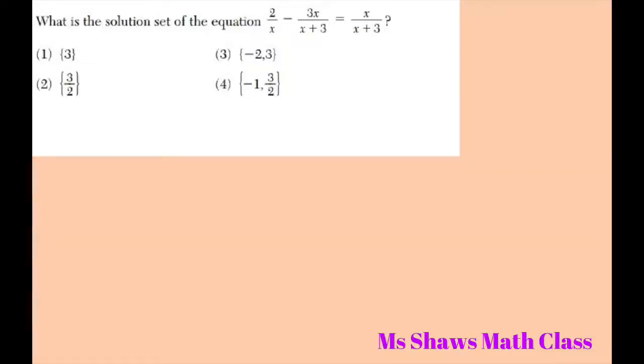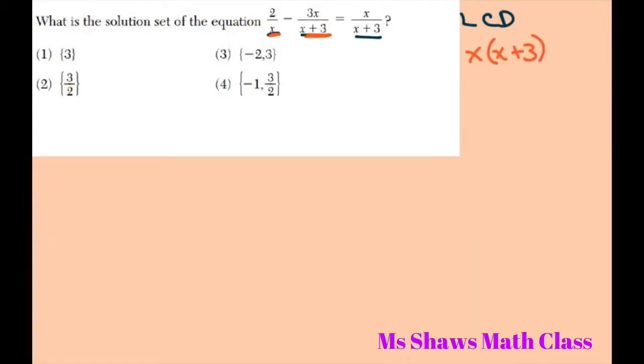Hi everyone, we're going to solve for x and find the solution set for this equation. The first thing we notice is they have different denominators. So in order to eliminate the fractions, I'm going to multiply each term by my least common denominator. And all you do is multiply this term x by x plus 3.